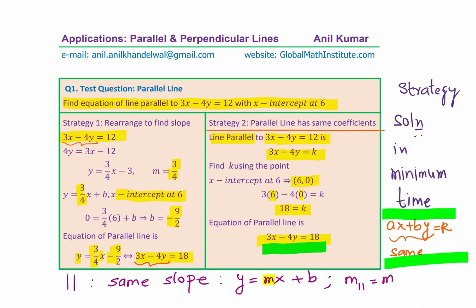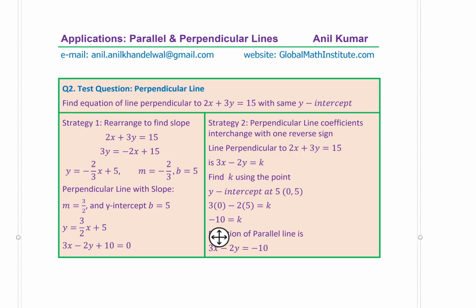Now let's take the second example, which is based on perpendicular lines. The question here is, find the equation of the line perpendicular to 2x plus 3y equals 15 with the same y-intercept. So you need to find the y-intercept. First, let's find the y-intercept for this particular equation. To find the y-intercept, one method could be to convert to slope and intercept form, which we have done here, right? That is the method: rearrange and write what y is.